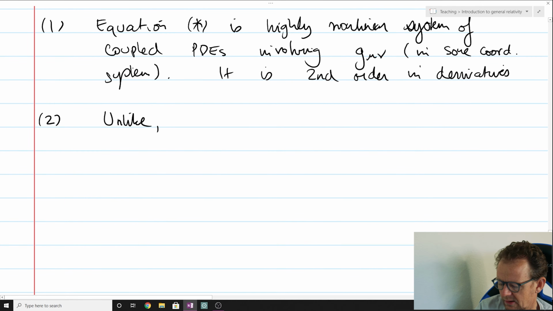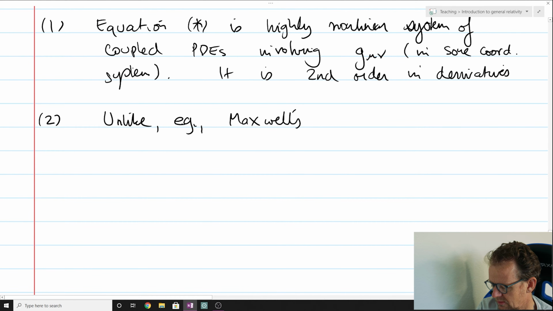The second comment, and I've alluded to this earlier today, is that unlike, for example, in electrodynamics with Maxwell's equations, we cannot regard the stress energy tensor simply as a source.